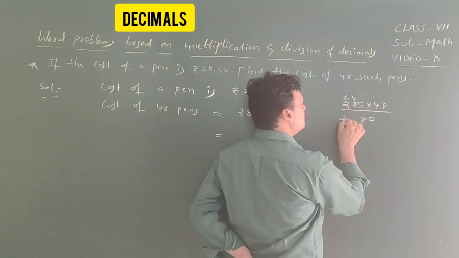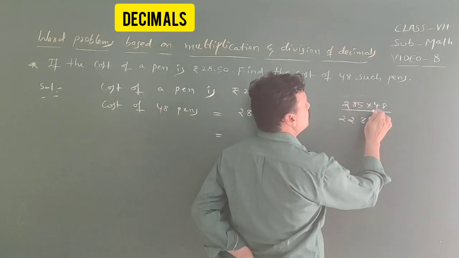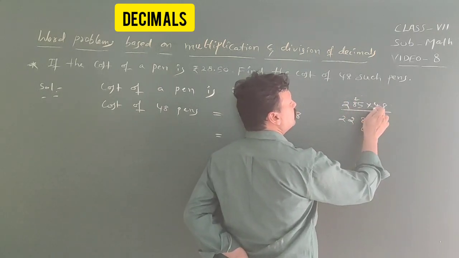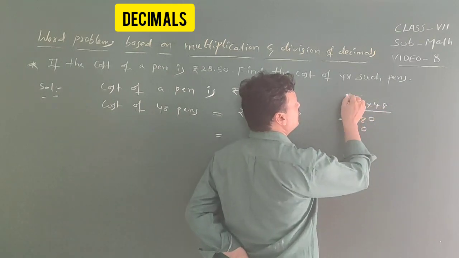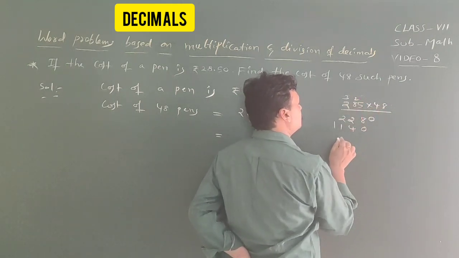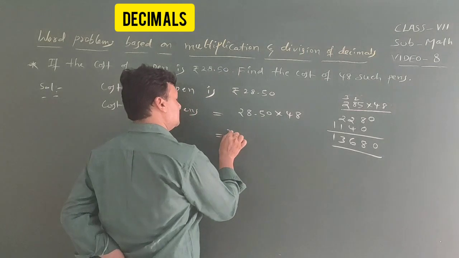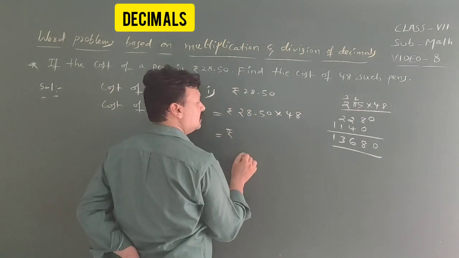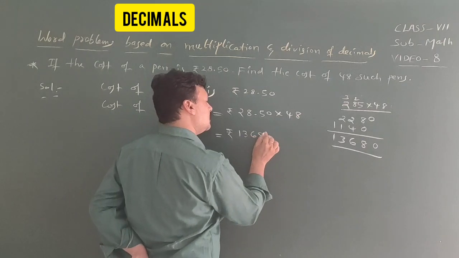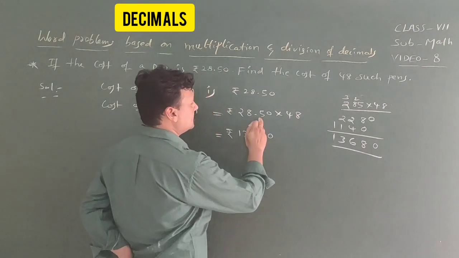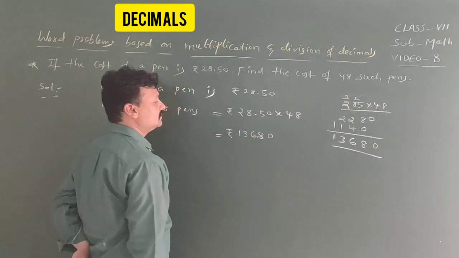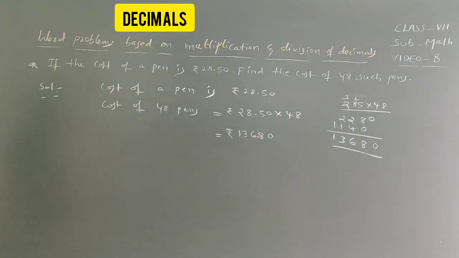8 2s are 16 plus 6, 22. Now 4 5s are 20. 4 8s are 32 plus 2, 34. So 0, 8, 6, rupees 1, 3, 6, 8, 0. Here 2 decimal places we require, as 136 rupees 80 paise. Cost of 48 pens. Cost of a pen is given, cost of more pens they are asking, that's the multiplication.